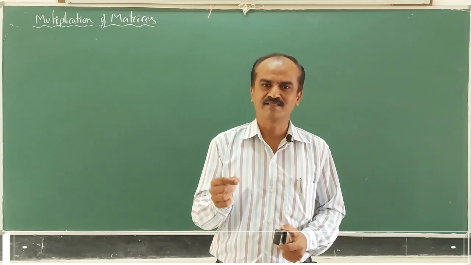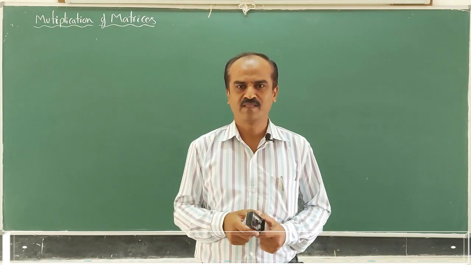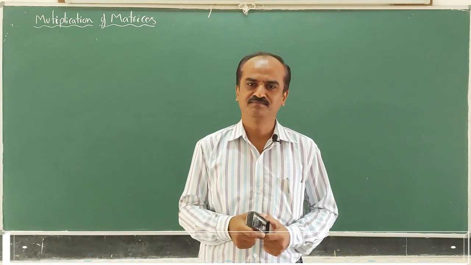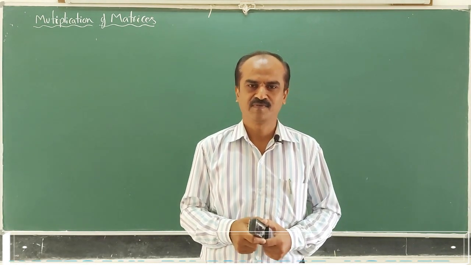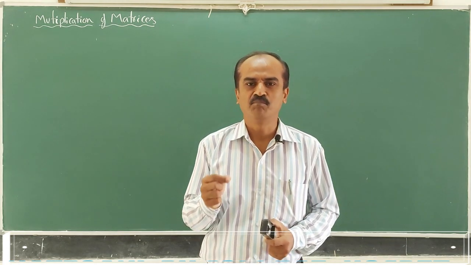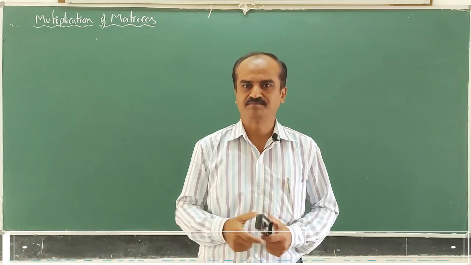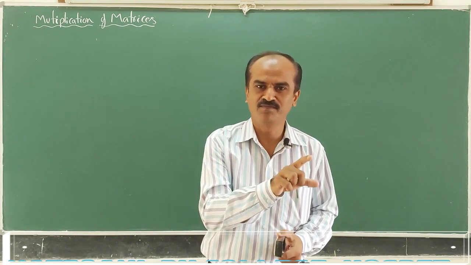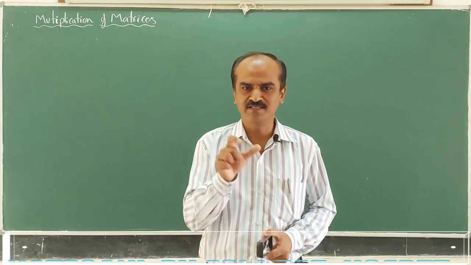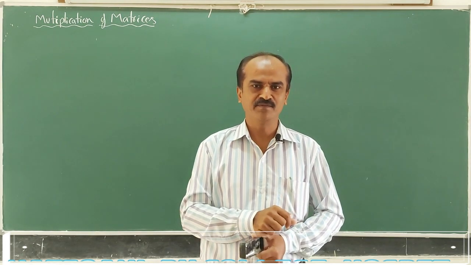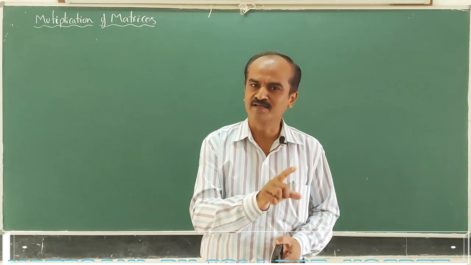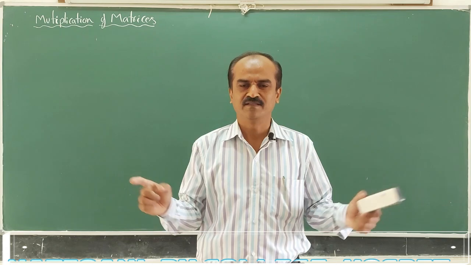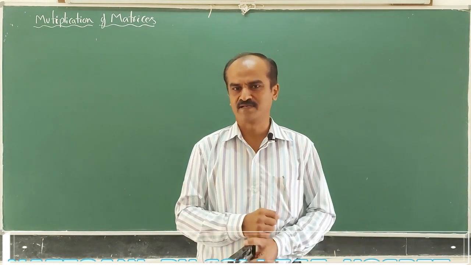Two matrices A and B are there. I want to multiply them. What is the condition they have to satisfy? The condition is the number of columns of matrix A must be the same as the number of rows of the second matrix. If this condition is satisfied by two matrices A and B, then their product is defined. If this condition is not satisfied, then we cannot multiply such two matrices.